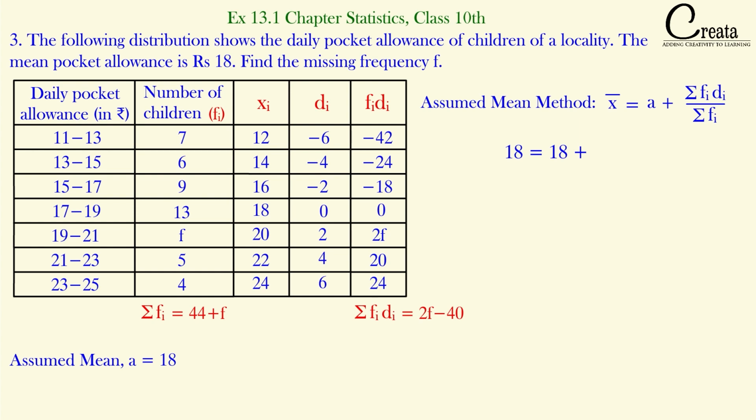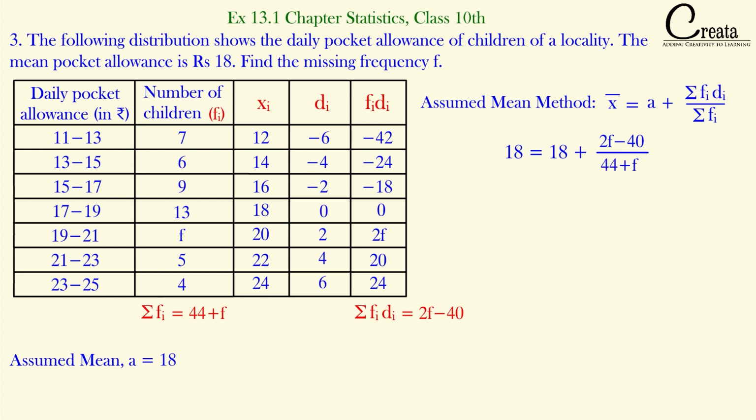This we can use to simplify the calculation, but for the time being we will not do so. In the end, I will explain how we can further simplify the calculation by using this fundamental, that is, our mean and the assumed mean are equal to each other. That I will cover at the end of the question. Further, sigma fi into di is 2f minus 40, and sigma fi is 44 plus f.